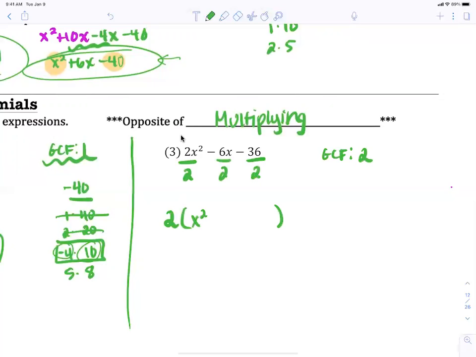So 2 divided by 2 cancels. We're left with just 1x squared. Negative 6 divided by 2 leaves us with a negative 3x. And negative 36 divided by 2 leaves us with a negative 18.